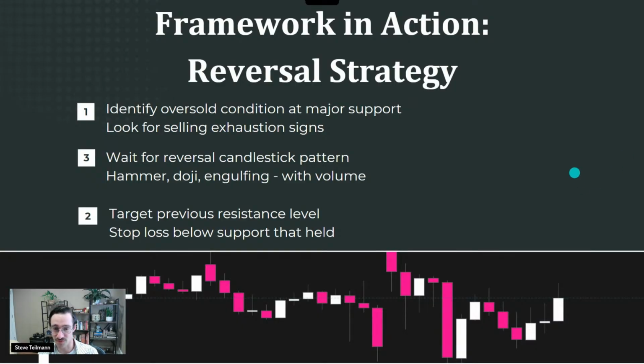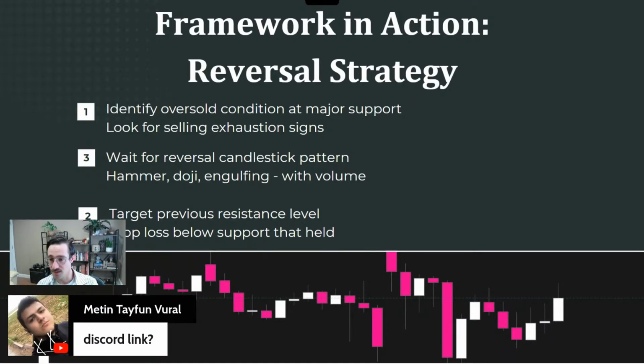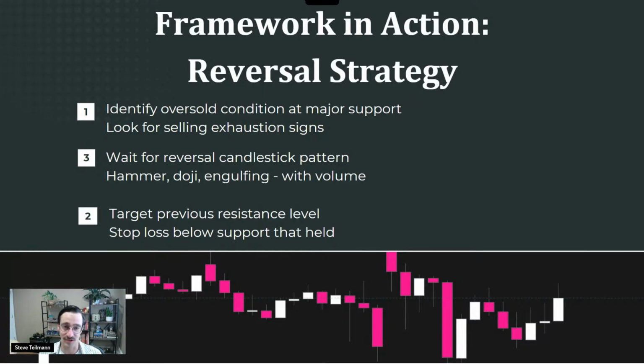Going to switch over and see if I have any questions here real quick. Metin, I'd be happy to. Oh, Tim is already on it. Tim is killing it as usual.